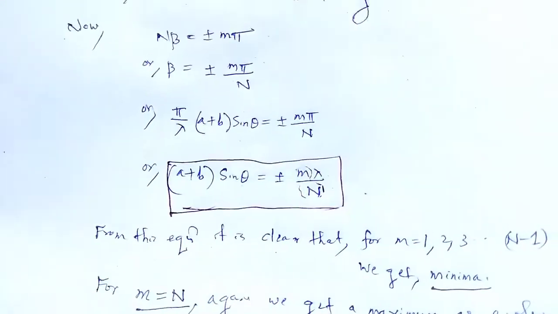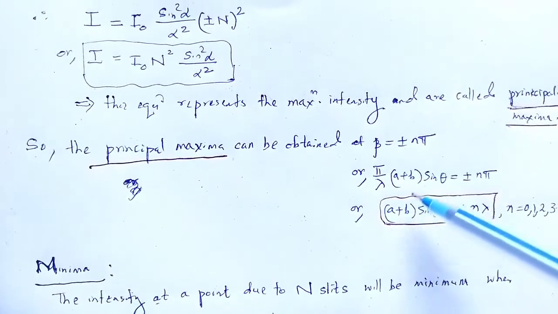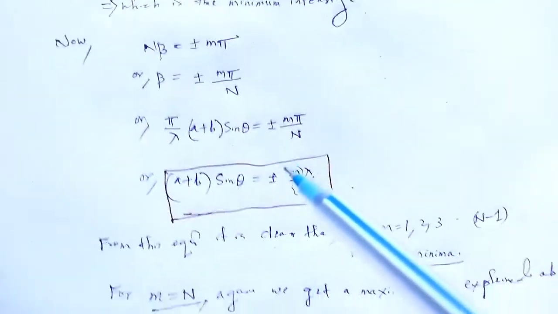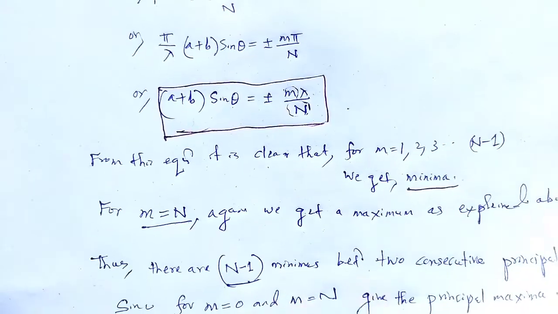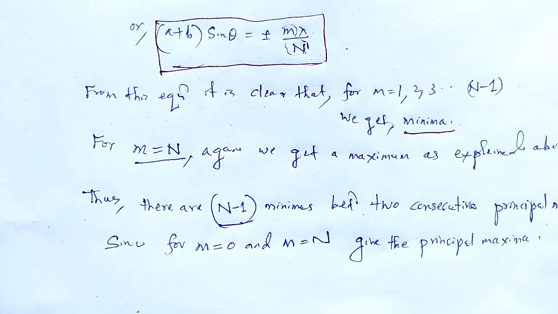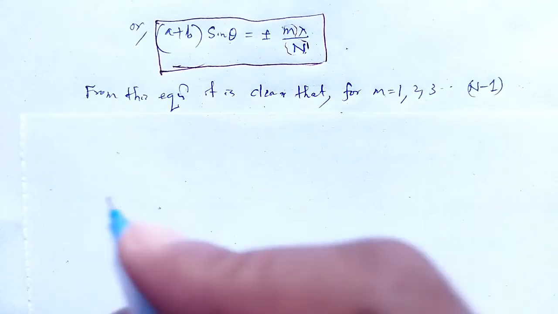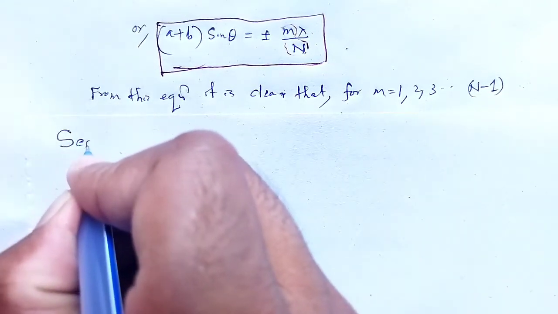These two are the condition for this one to be the principal maxima, that one to be the minima. Next, the condition for secondary maxima. Secondary maxima can be easily obtained. So, the condition for secondary maxima.